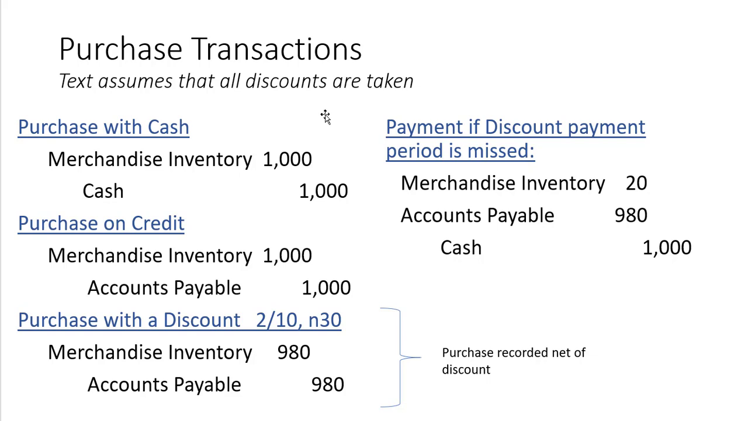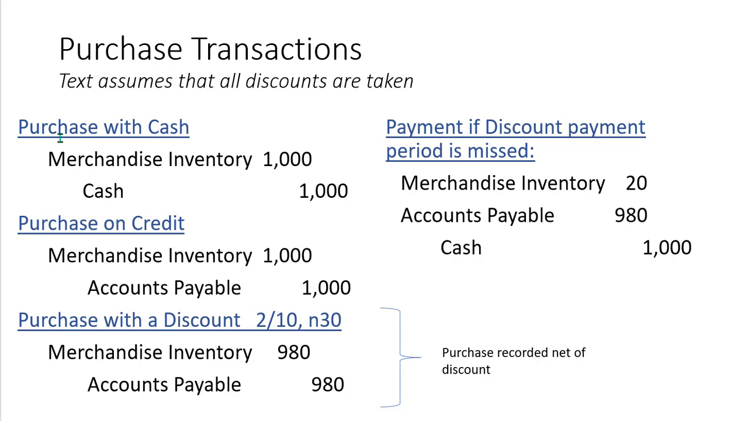Just to get an idea of one way that it's handled, the book records everything net and assumes that all discounts are taken by everybody. I've never seen it that way in practice, but that's okay. We're going to just do exactly what the book says, and we're going to keep it simple. So here are some examples.